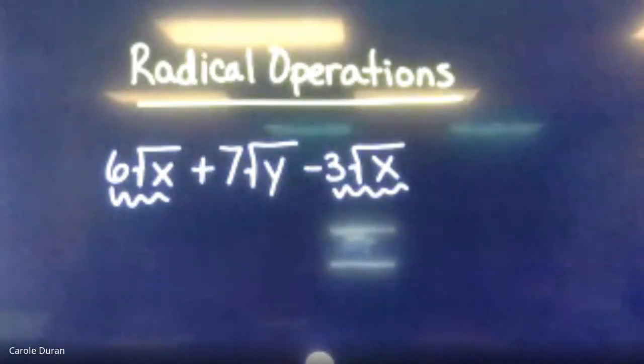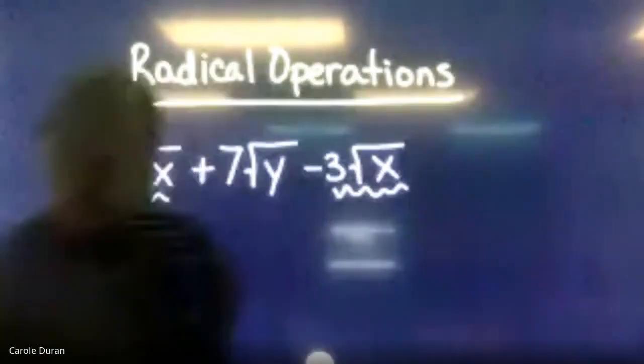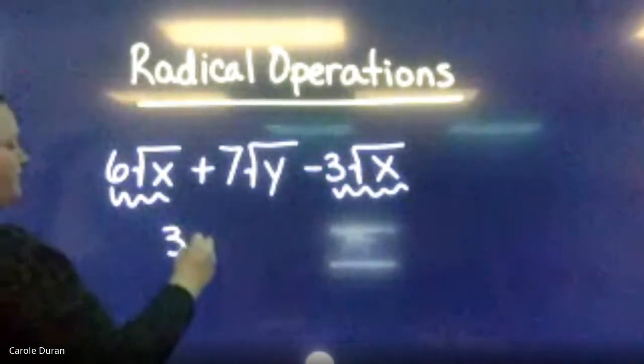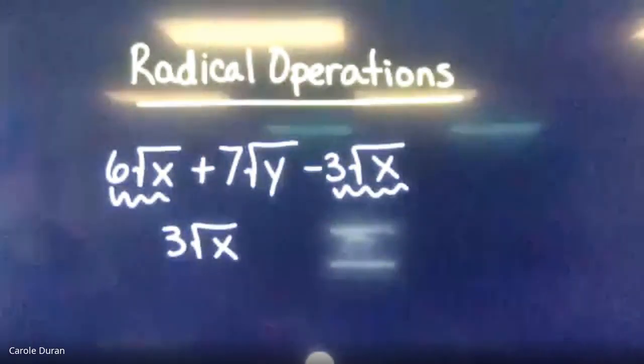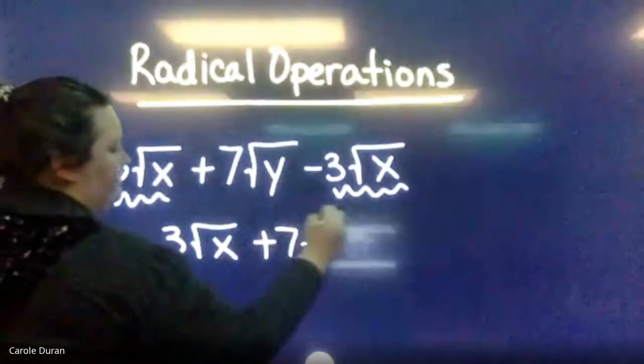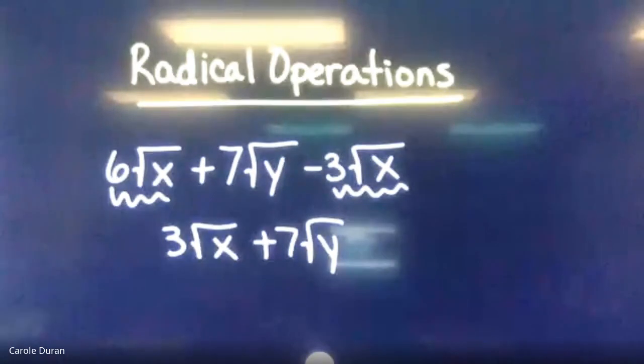So I put those together with the operations in front of them. So this is positive 6 and negative 3. 6 minus 3 is 3. So those together is 3 root x, and then I still have the plus 7 root y. So my simplified expression here is 3 times the square root of x plus 7 times the square root of y.